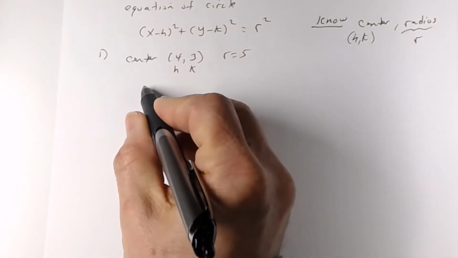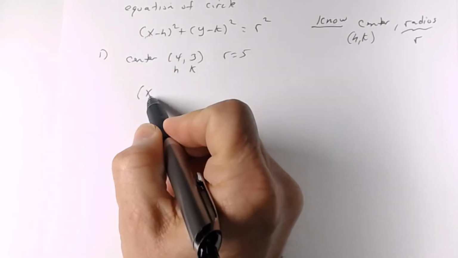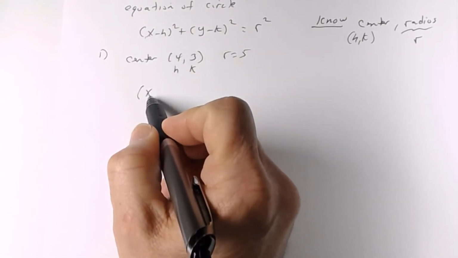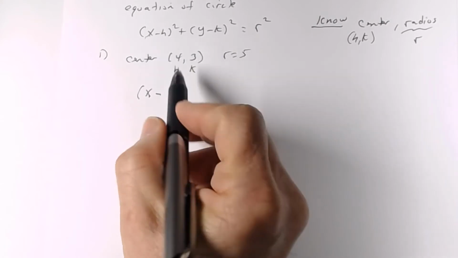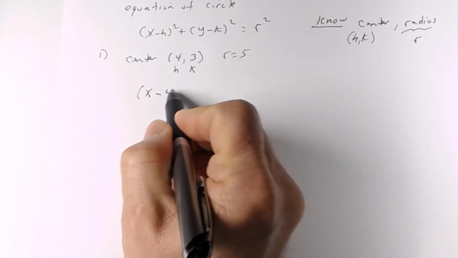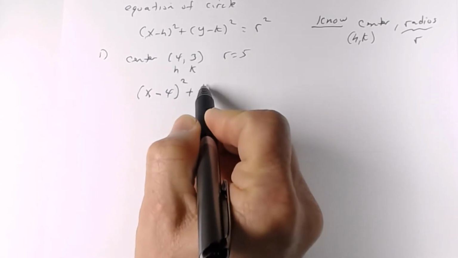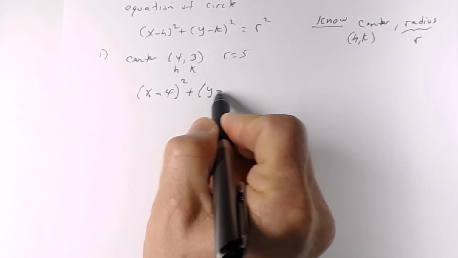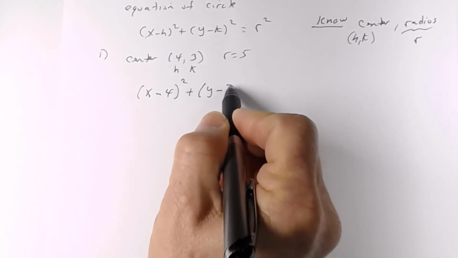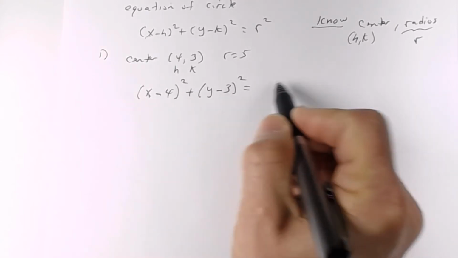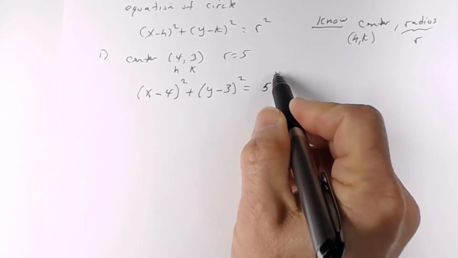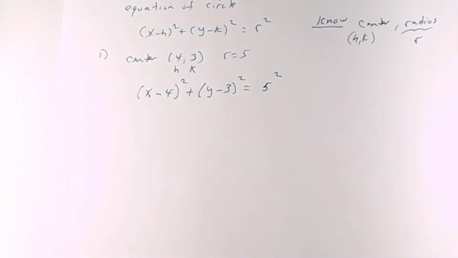So I get parentheses x, leave the x, you have to have the x and y because you're writing an equation, minus h, what's h? 4, squared, plus parentheses y minus k, what's k? 3, squared equals r squared, which is 5 squared. What do I do to that? Square it. Okay, now listen carefully. Don't leave it as 5 squared, because you know what 5 squared is. What's 5 squared? 25.